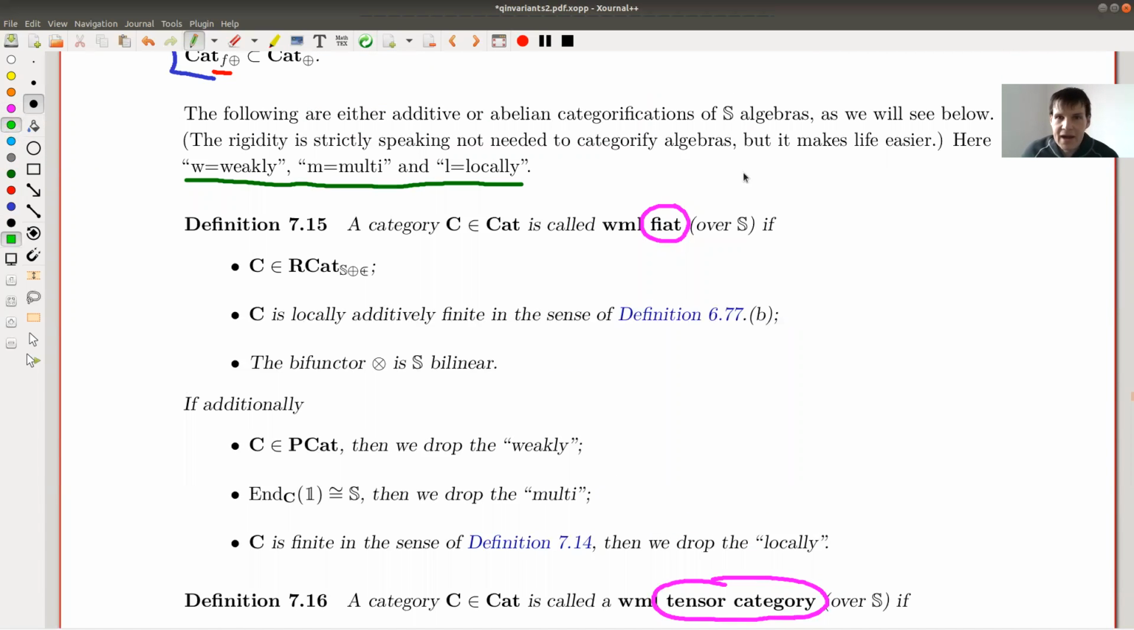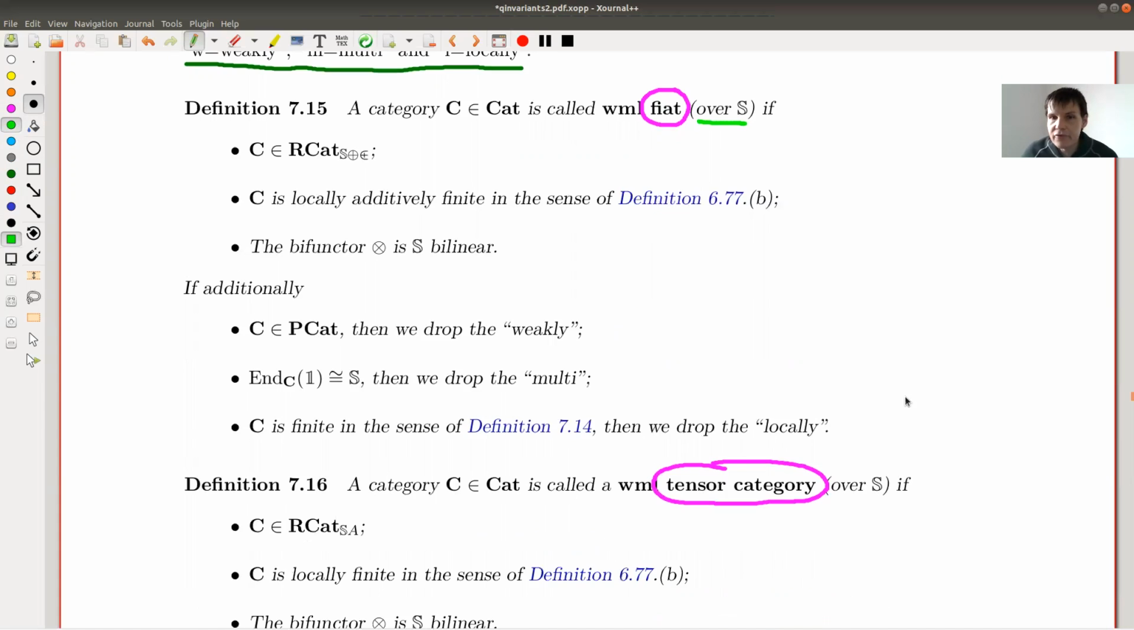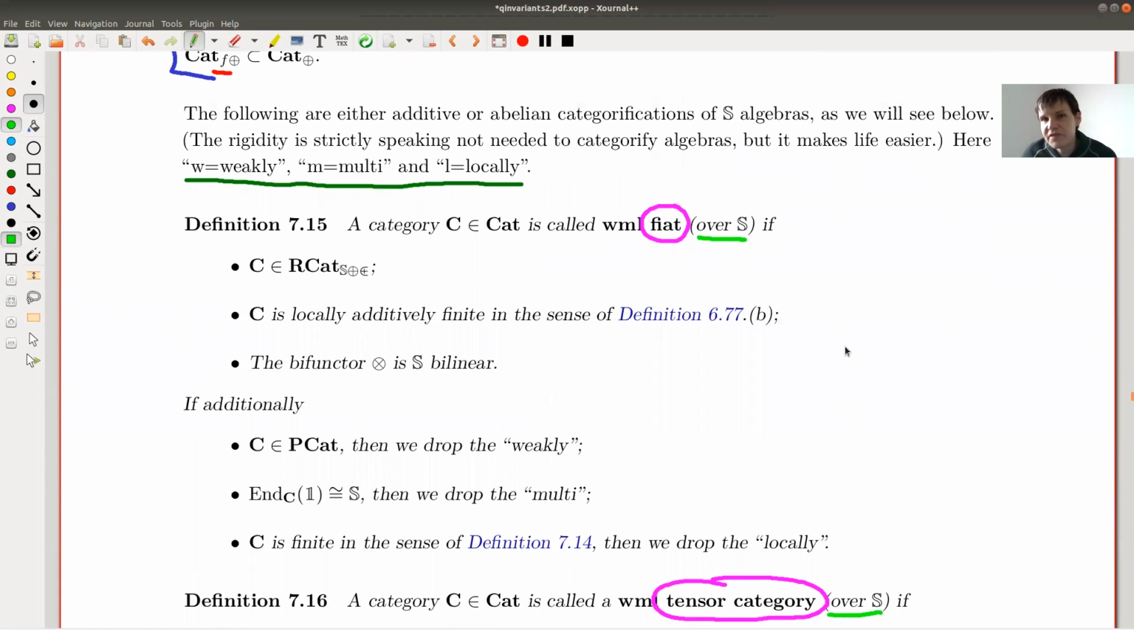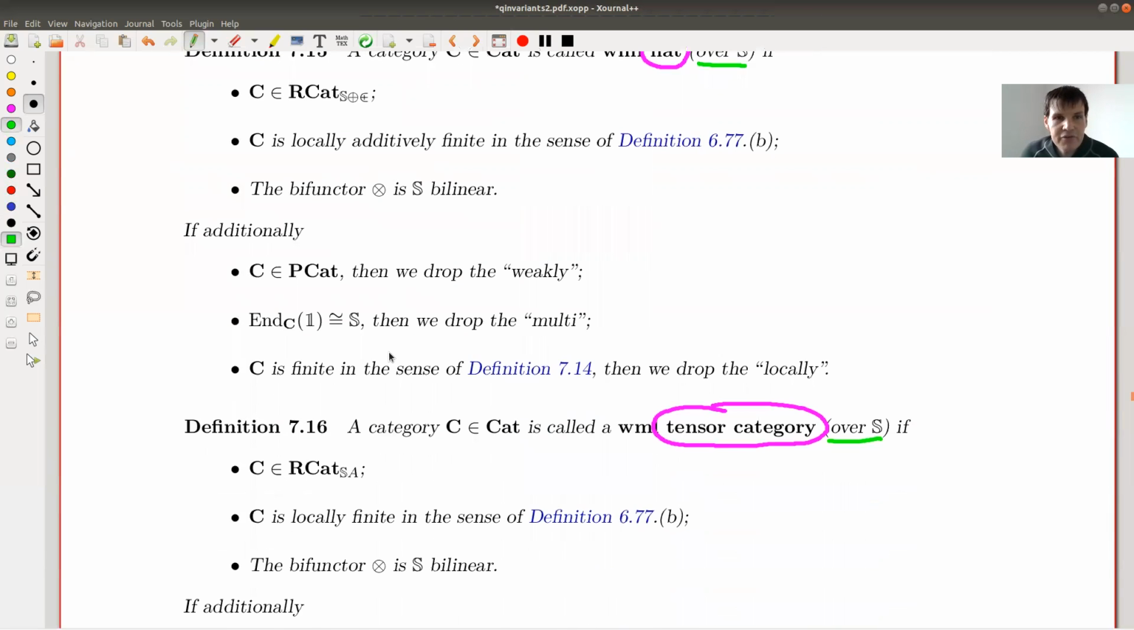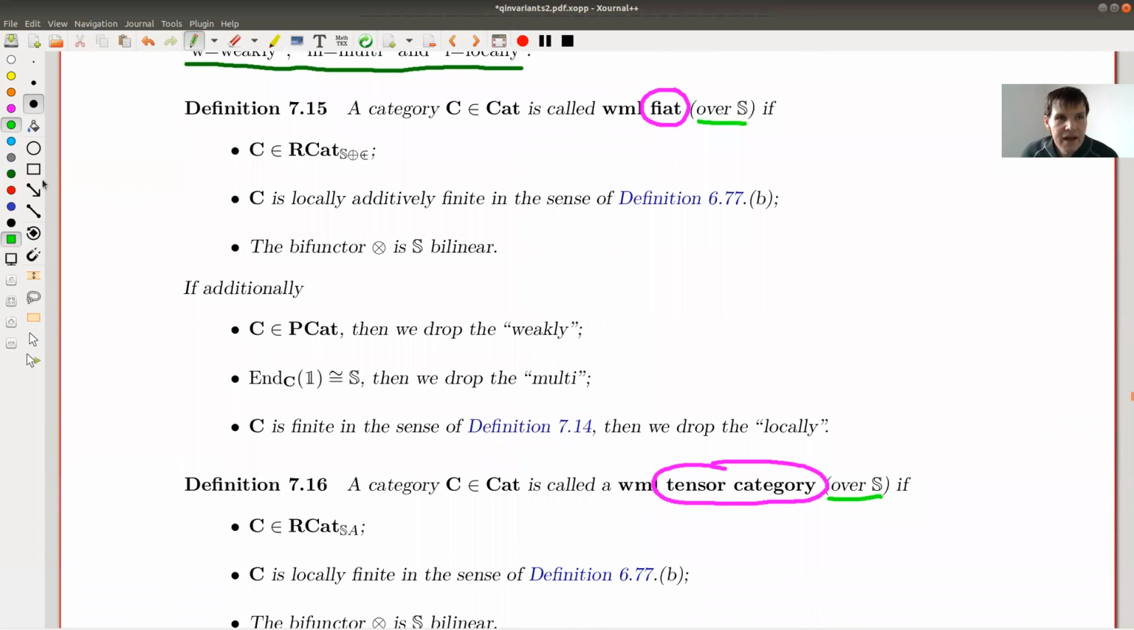And it works as follows. Okay. I have some ground ring, field, whatever, and it's always the same. So it's already linear. And it looks very similar. So let's have a look at it. A category is called, whatever, fiat if it's rigid, linear, additive, idempotent complete. Okay, so that's the main point.